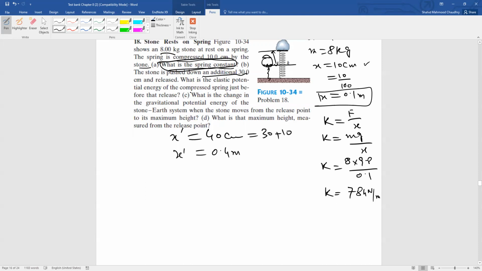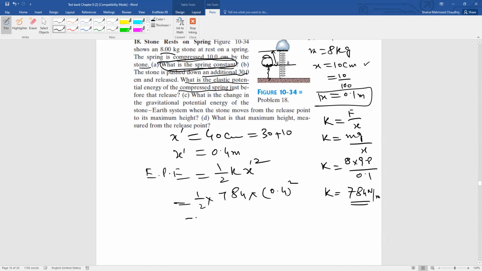The question is, what is the elastic potential energy of the compressed spring? So the elastic potential energy of the compressed spring is 1 over 2 k x dash square. So 1 over 2 into k value, 784, into x dash, 0.4 square. So when you solve this, you will get the answer 62.72 joule.